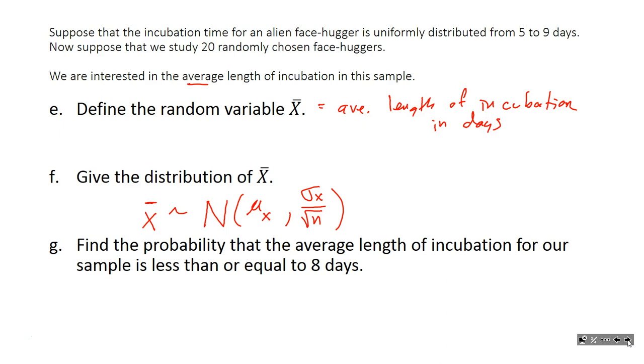So in part G, let's find the probability that the average length of incubation for our sample is less than or equal to 8 days. Okay, so we will have our normal curve here with, now I'll just remind you that the mean, which we found on the previous page, was 7. And so here's what we have to find. The probability that x bar is, talking about 8 here, less than or equal to 8 days.